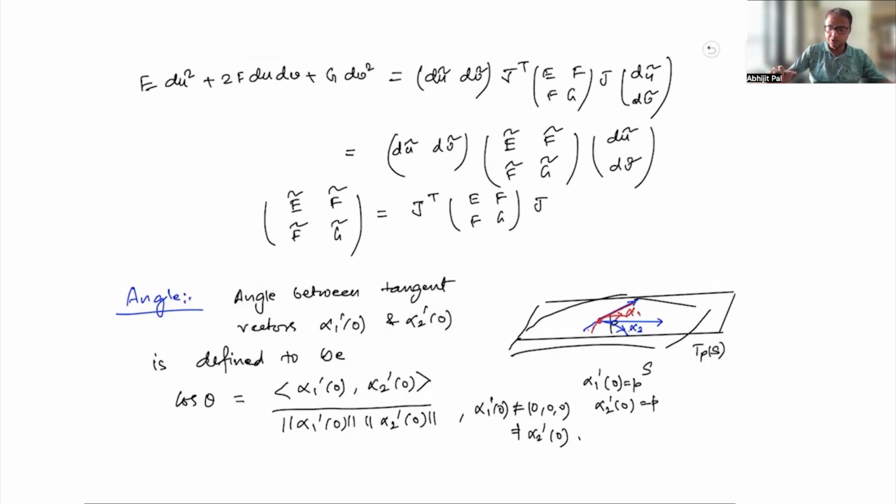Okay, so this theta gives you the angle between these two tangent vectors, or more precisely, this angle theta is equal to cos inverse of this. Okay, all right.